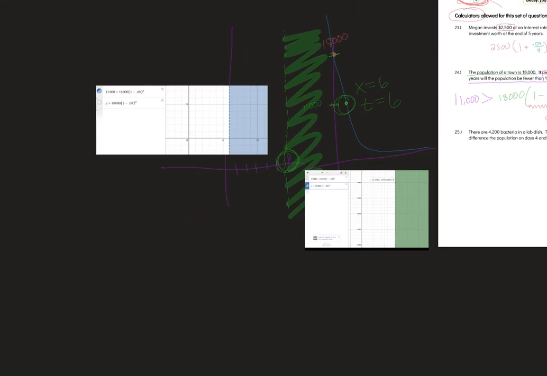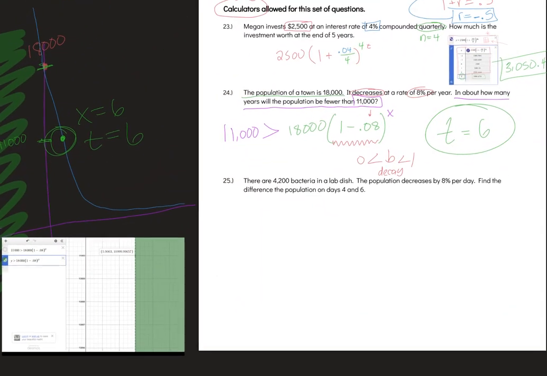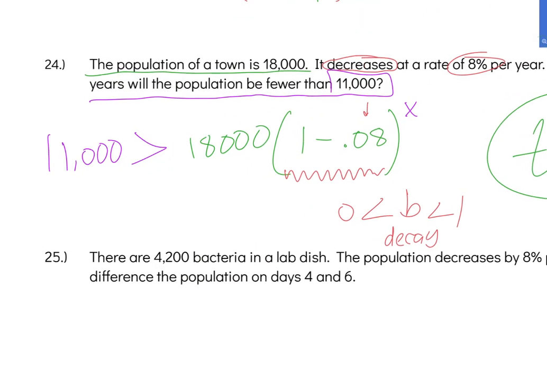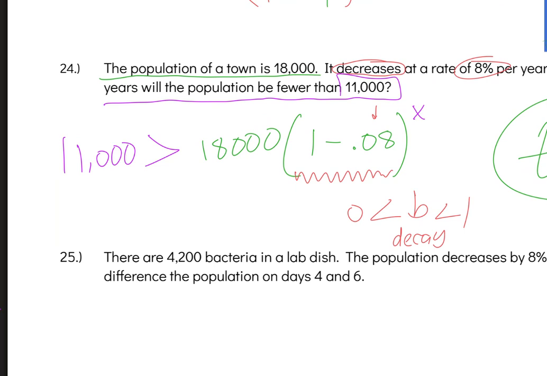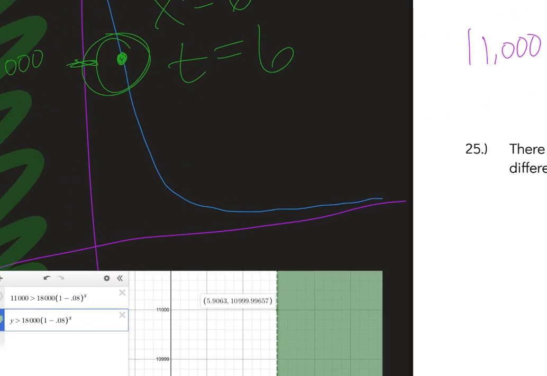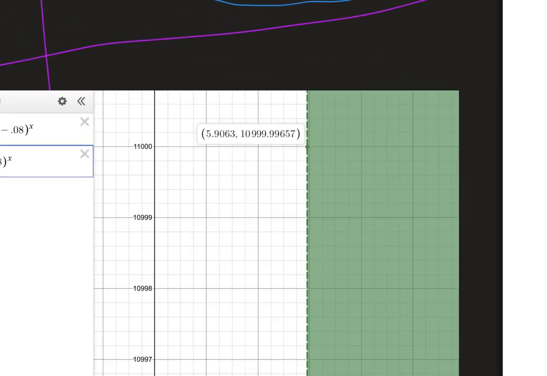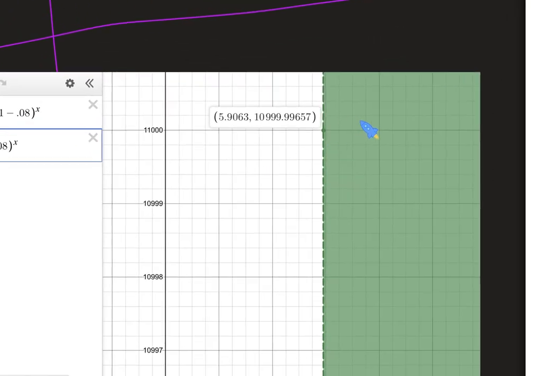And your only other option for really calculating this insanely accurately and forcing Desmos to give you a pretty-looking answer is if you do y equals 11,000 and y equals that. What will happen is you're going to get this again. But look, there's y equals 11,000. Here's this. And it would be now accurate to the 1,000th place, I suppose.